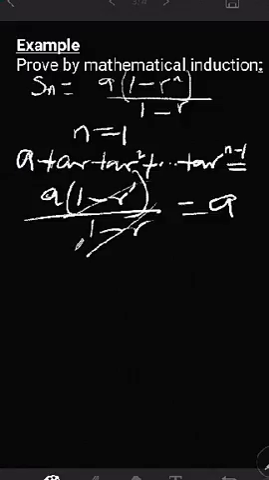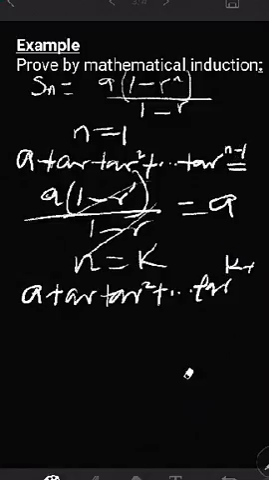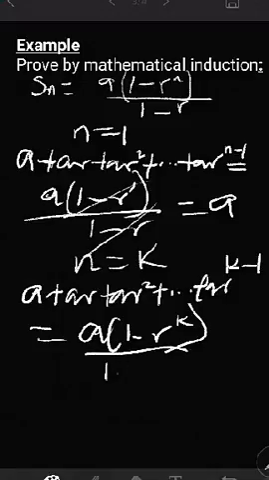So from there we can proceed further to show that n equals k. So the series a plus ar squared plus, up to ar raised to power n minus 1, and because n is k, that is k minus 1. So this is k minus 1, and that gives a into 1 minus r raised to power k over 1 minus r. Okay, so from there we can proceed further and show that n equals k plus 1.